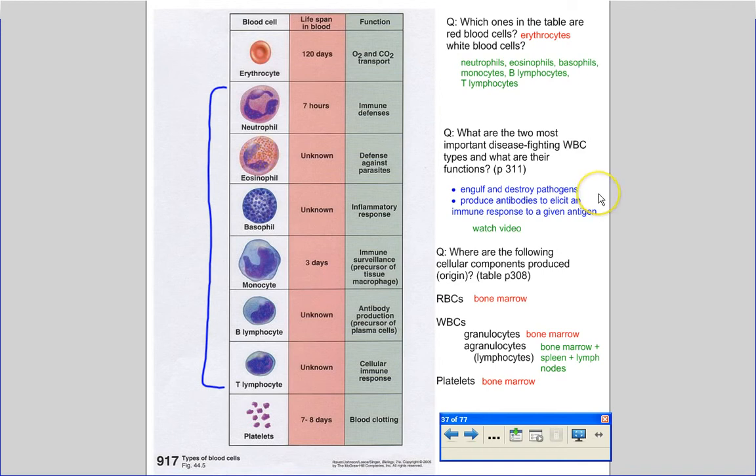Second type are the lymphocytes, and one of their jobs is to produce antibodies to elicit or bring about an immune response to a given antigen.